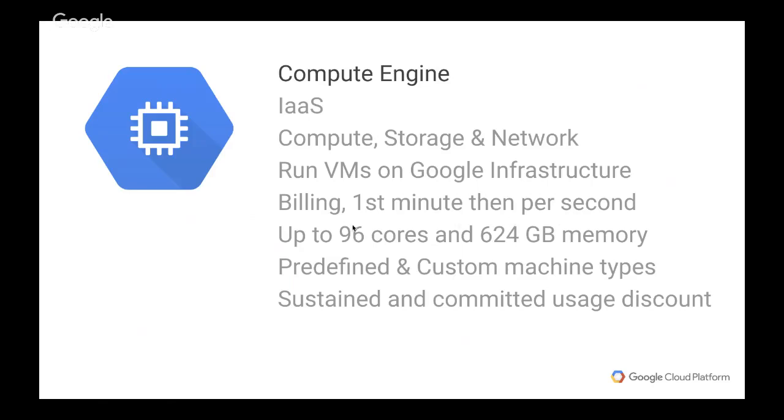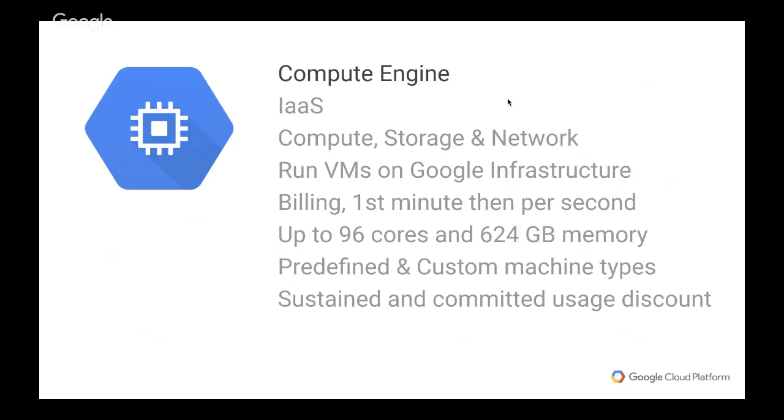You can build a virtual machine with up to 96 cores and up to 624 gigabytes of RAM. You have predefined and custom machine types, and you can get a usage discount according to your own usage, plus automated recommendations from GCP that give you tips on how to decrease the spending on these compute engines. One of the most important things to know here is that you can create every single virtual machine with up to 96 CPU cores and up to 624 gigabytes of RAM.